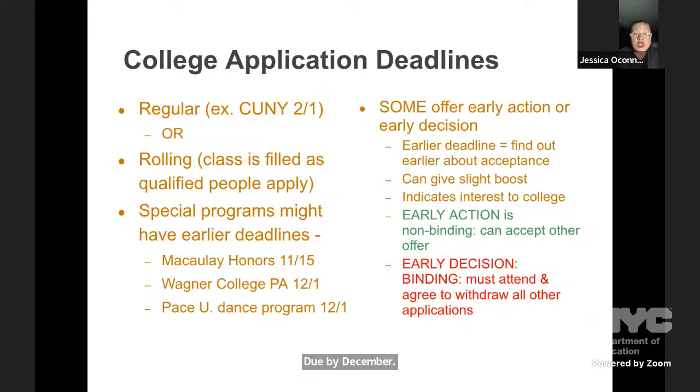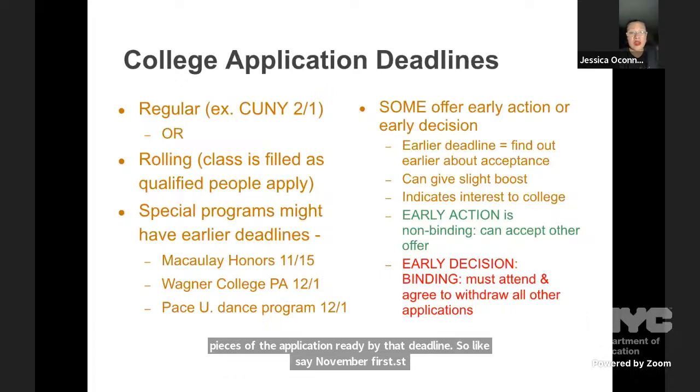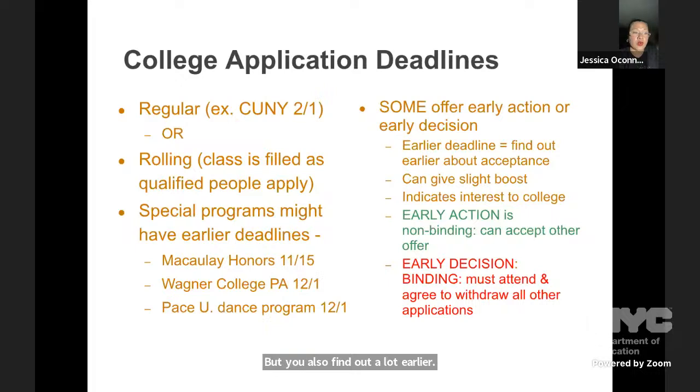Now, some schools do offer early action or early decision. Early action and early decision are basically early admissions. Not every school has this, okay? An earlier deadline means you have to have all the pieces of the application ready by that deadline, say November 1st. But you also find out a lot earlier if you got accepted. With Binghamton, for example, with their November 1st early action deadline, you might find out before Christmas if you got accepted. And it can give a slight boost to your application because it does indicate interest to the college.